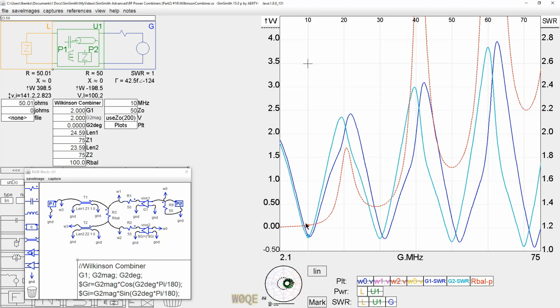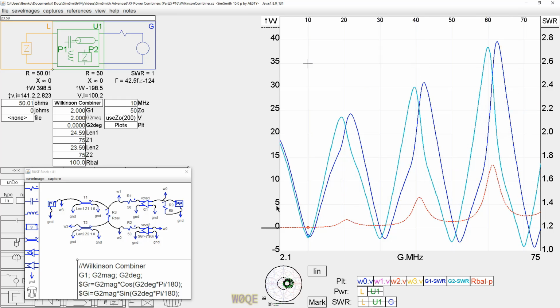It may not be very big. In this case, the difference in transmission line length didn't affect it hardly at all. It's only a fraction of a watt. But it's something to consider. And faults are something to consider too. If one generator is off and the other generator is on, this resistor sees an awful lot of power.